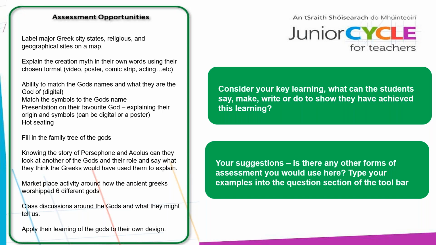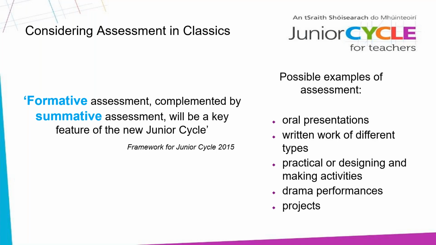Okay, there's multiple different ways that you can gather evidence. At its basic core, if you'll notice here, this is all formative assessment. And formative assessment complemented by summative assessment will be a key feature of the new junior cycle. There's lots of different ways we can assess our students. Possible examples there on the right: oral presentations, written work of different types, practical or designing and making activities, drama performances and projects.